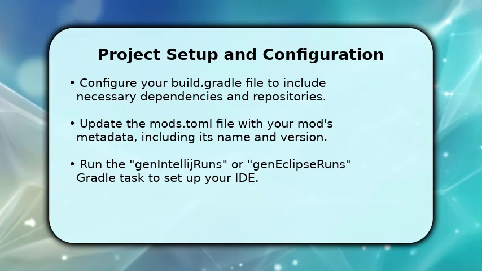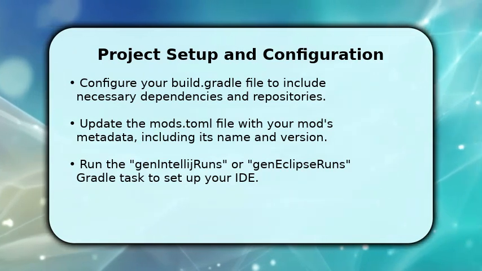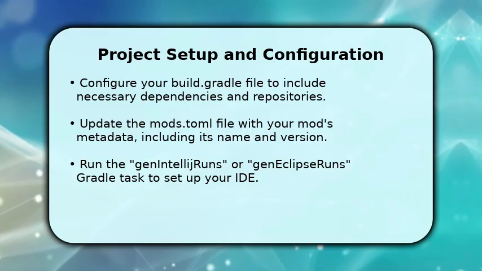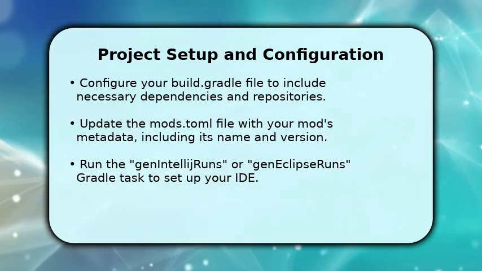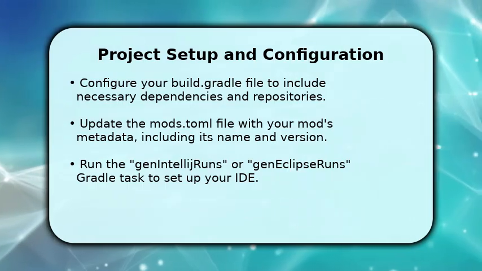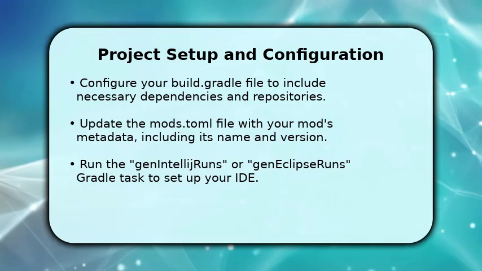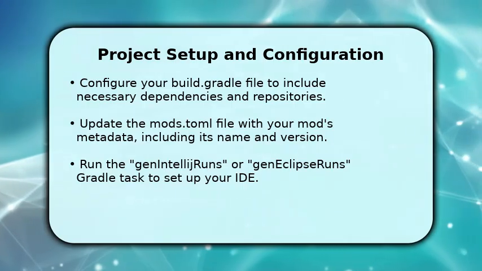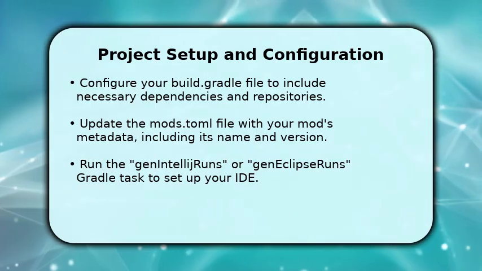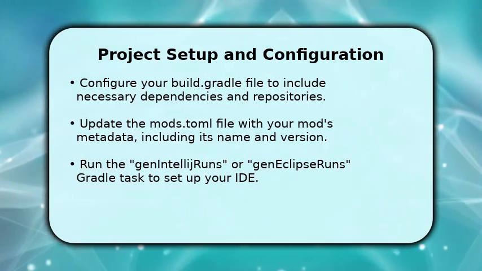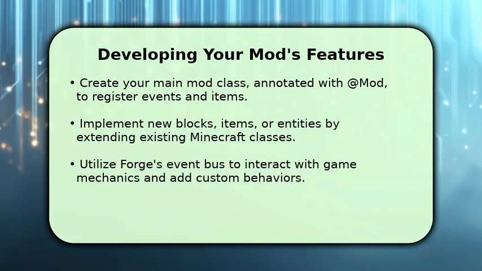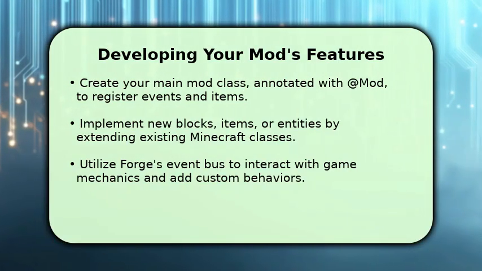Once your environment is ready, you'll configure your project. Open the build.gradle file to add any required dependencies and repositories for your mod. Then, update the mods.toml file with essential metadata, such as your mod's unique identifier, display name, and current version. After these steps, execute the appropriate Gradle task, like genIntellijRuns, to properly set up your integrated development environment for development and testing.